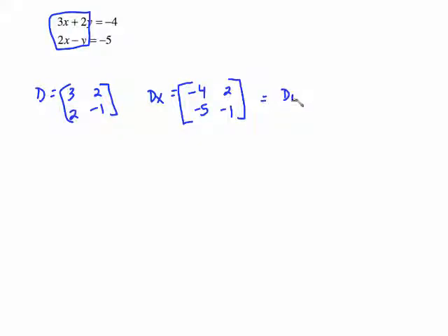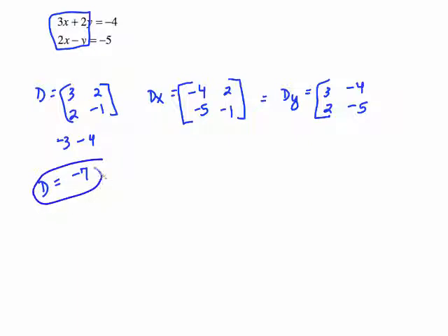dy, we will put the constant column in the y position. So negative 4, negative 5 will be over here. And we go back to the original values in the x position. Evaluate those determinants. 3 times negative 1 is negative 3. Minus 2 times 2 is 4, gives me negative 7. So d is not equal to 0.